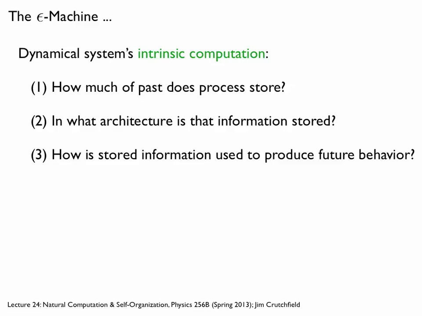So, in short, how much of the past does a process store? Well, I already said it. The claim, and we'll have to show this in applications, is that the statistical complexity is the amount of history, an information theoretic measure of the amount of history a process stores in its state information.